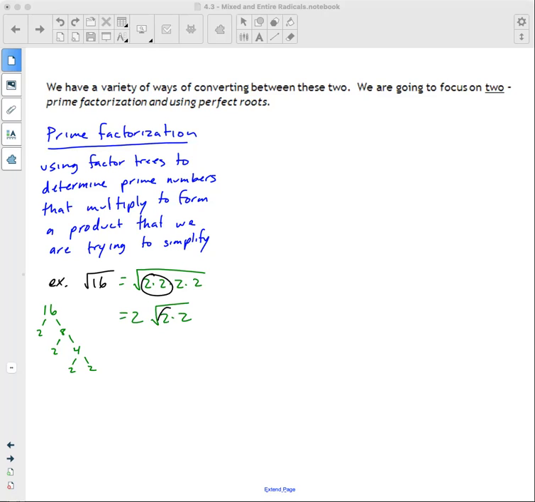Now we have another pair of 2's. So 2 times 2 is 4. Root 4 is 2, okay? And if you're taking out another pair, you have to multiply it by what you've already taken out. So that equals 4, right? The square root of 16 is equal to 4. Okay, so that's prime factorization. We're going to talk about perfect roots next.